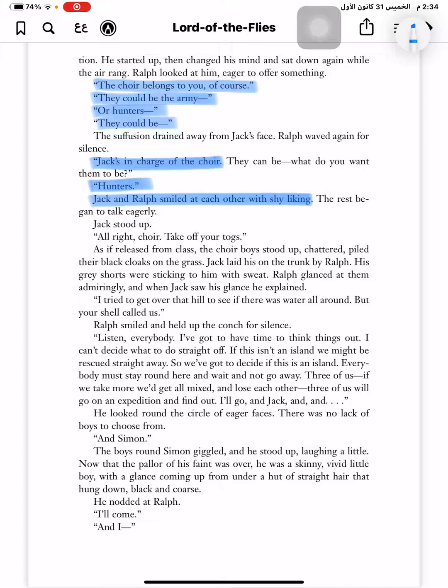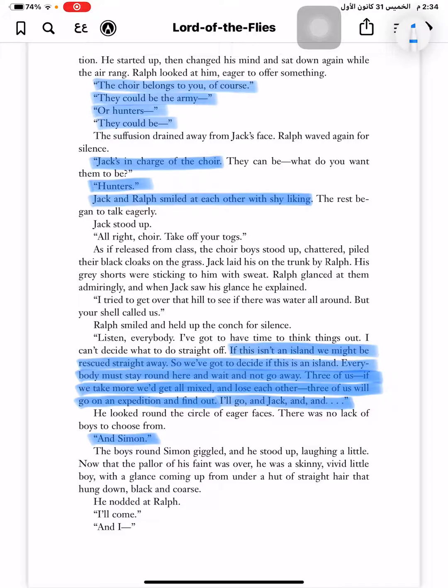Everybody must stay around here and wait and not go away. Three of us, if we take more, we'd get all mixed and lose each other. Three of us will go on an expedition and find out. I'll go, and Jack, and then Simon is going to be chosen. You see, these are rules.